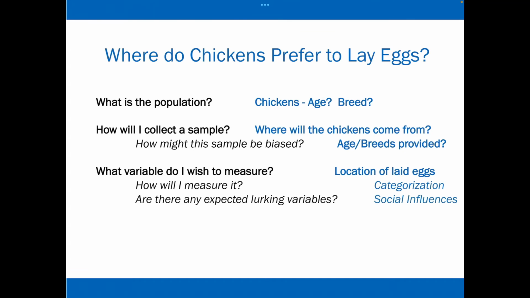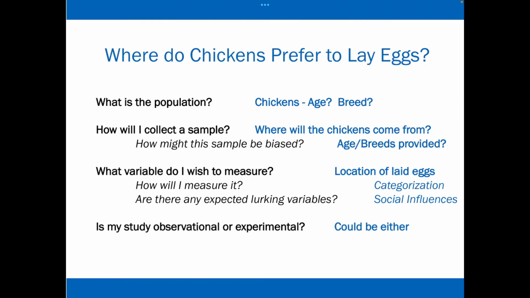And are there any lurking variables that I don't expect? Well, for chickens, there's actually one real big one, and that is social influences. Chickens watch the other chickens, and whatever they do, they kind of repeat their behavior. So it probably wouldn't work well to do this study with just one group in one place. I would probably have to do several different flocks in different locations because they all influence each other.